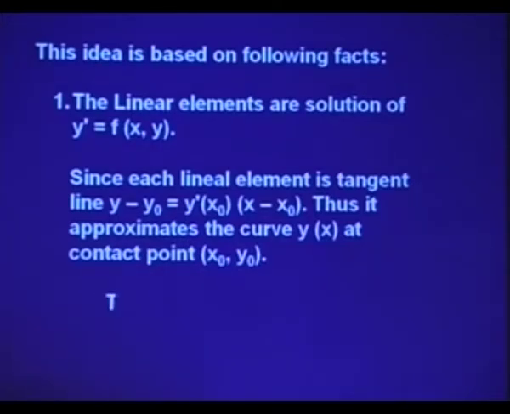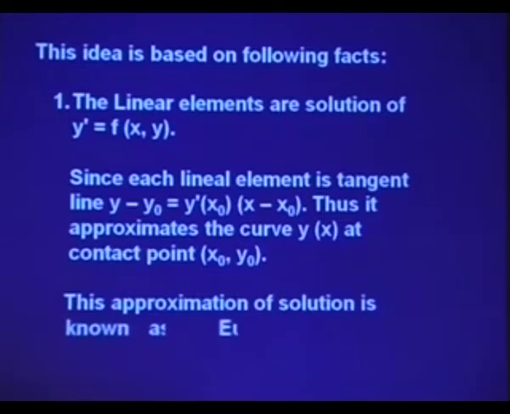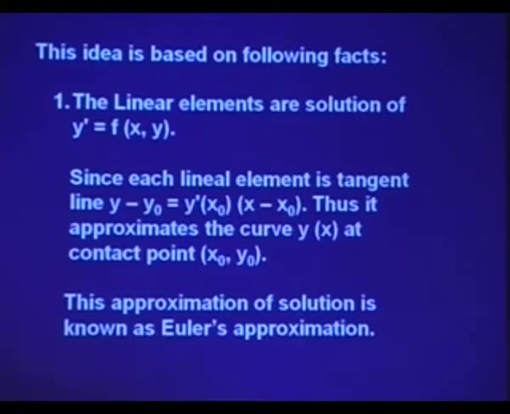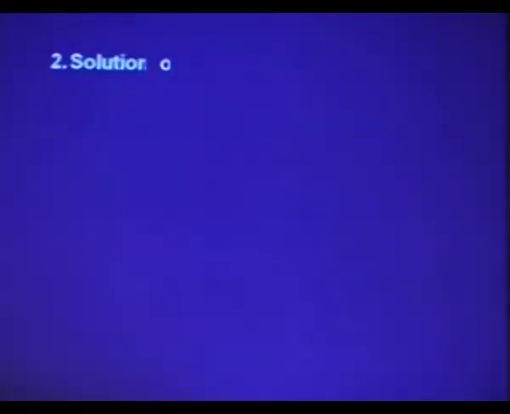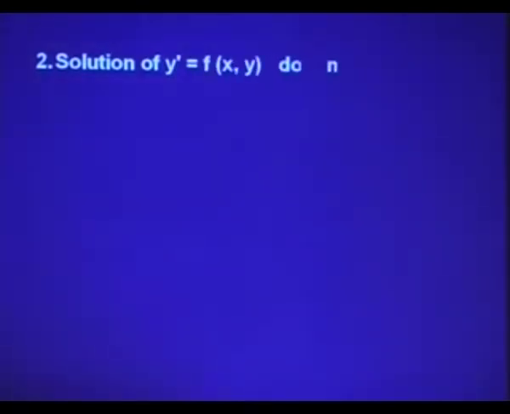The second fact: from here, what we are saying is that at the point (x0, y0) this is approximating the solution, and this is also named the Euler's approximation. Second fact: solutions of y dash is equal to f(x, y) do not cross each other.